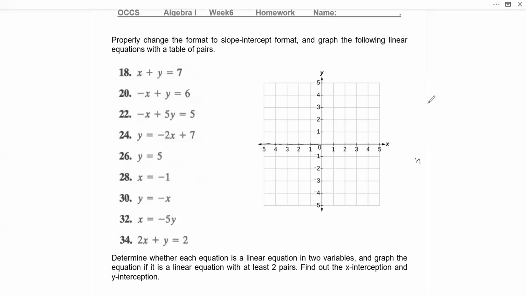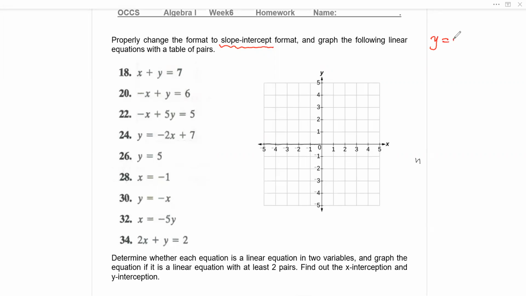Just like I said, when we're graphing, we change to the slope-intercept format and then graph the equation with the table pairs. Why do we say this is easy to graph? Because first, we give you the opportunity to do the transformation. Second, we show you how to find the x-intercept, y-intercept, or slope. So we need to keep this in mind.